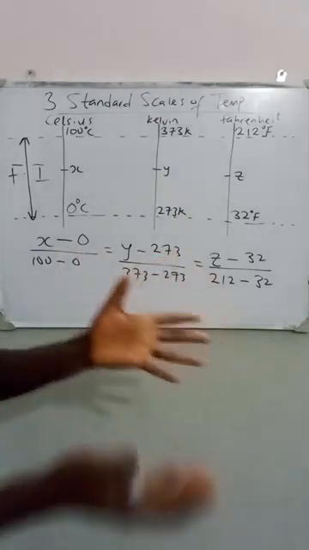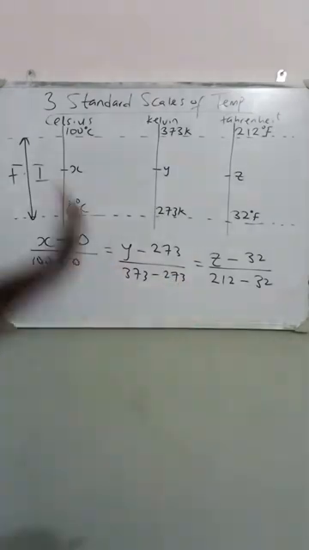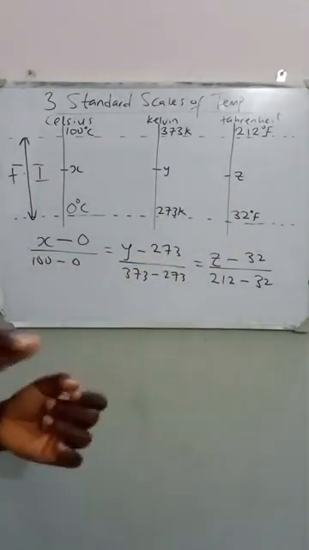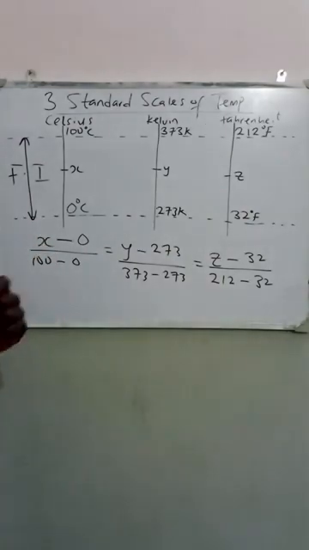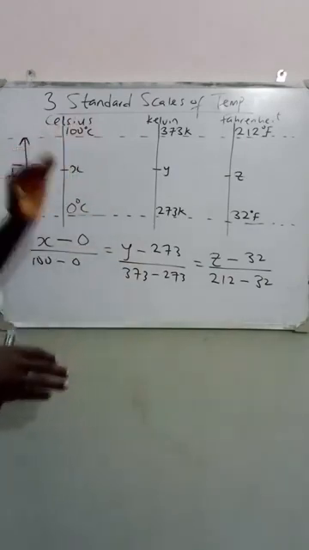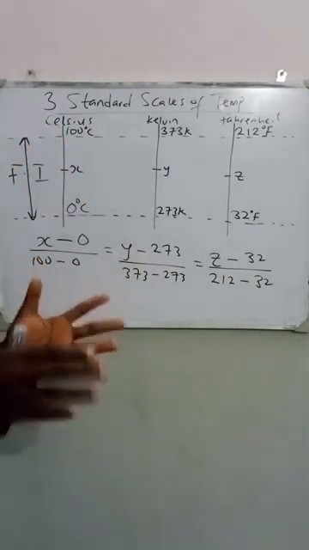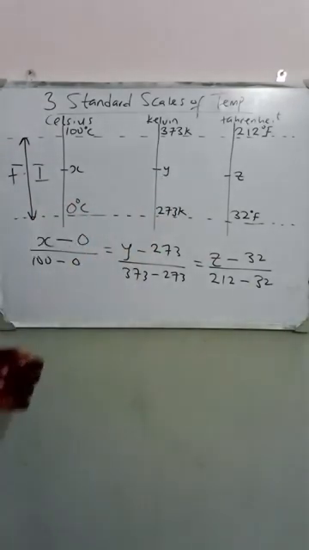What do you mean by unknown thermometer? They will give us a particular thermometer that is different from these three. But in that thermometer, they must define its upper fixed point and the lower fixed point. So there, once they define the upper fixed point and the lower fixed point of that thermometer, I can easily compare with any of these standards based on what the question wants me to compare with.